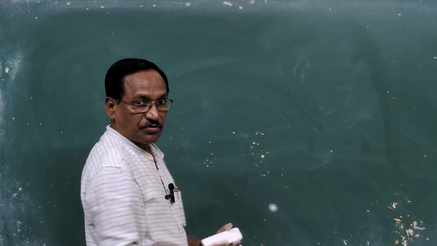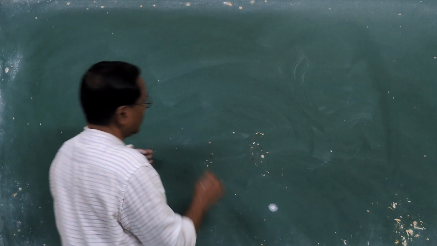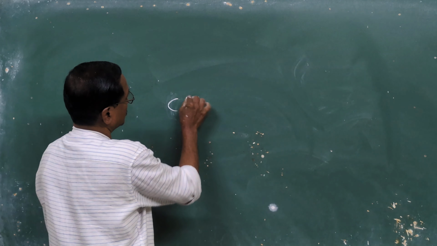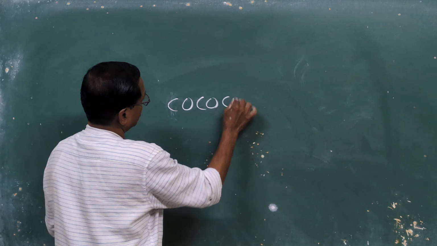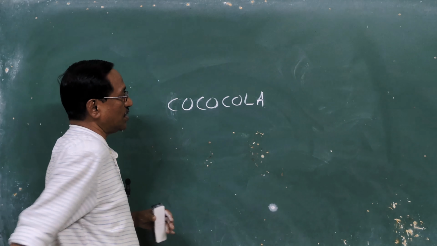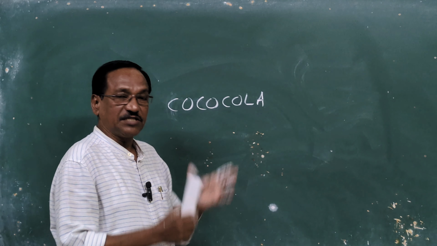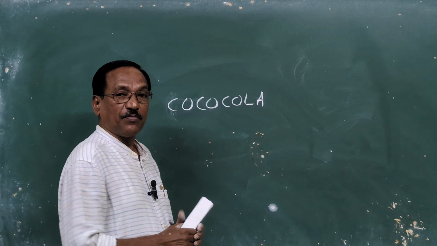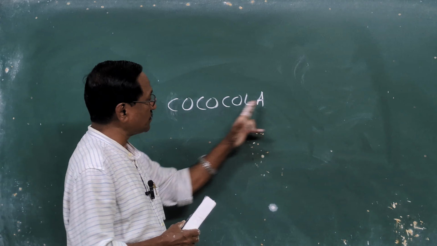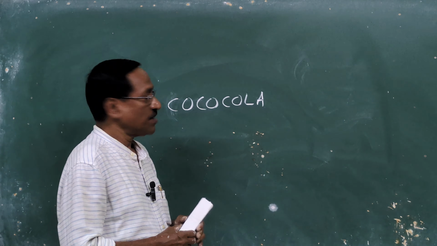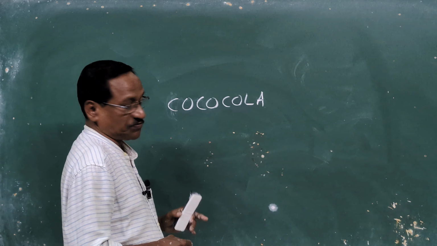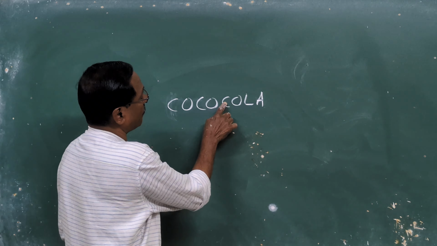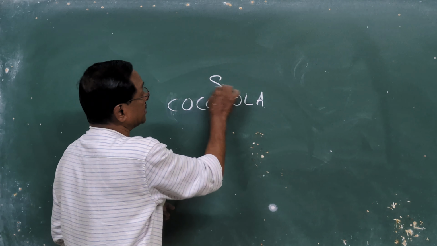Now, let us come to the case of another word. Consider the word C-O-C-O-C-O-L-A, Coca-Cola. We want to find the number of arrangements of all the letters of this word. When we come to the case of this one, the number of letters is 1, 2, 3, 4, 5, 6, 7, 8. 8 letters are there.